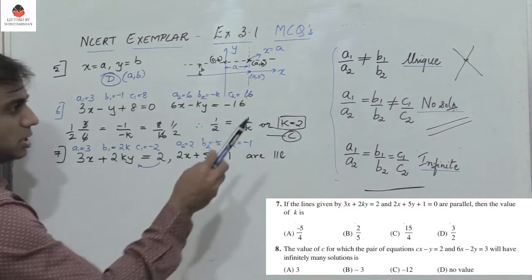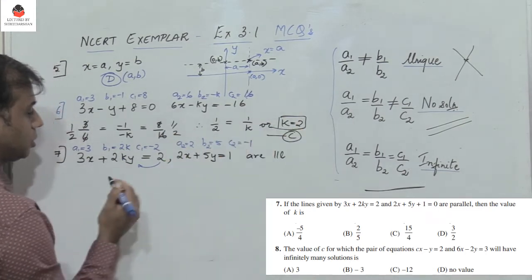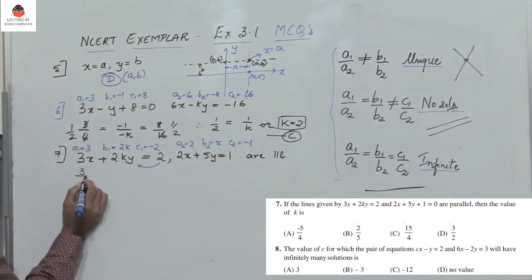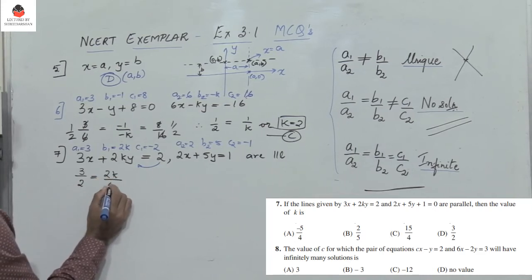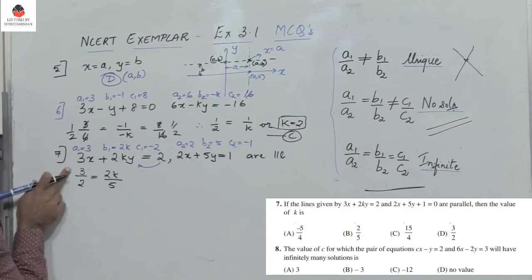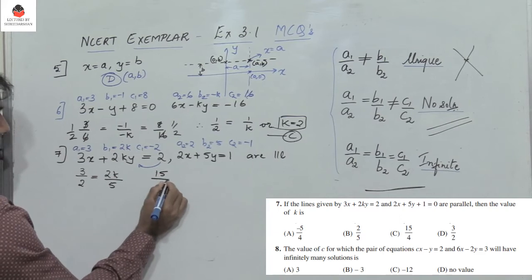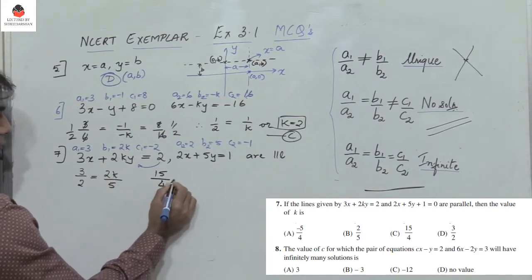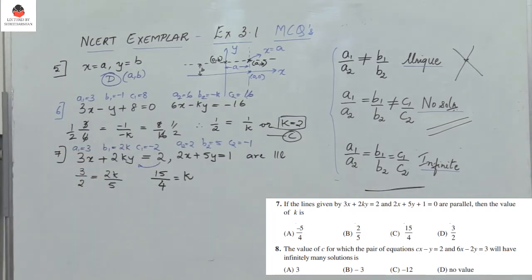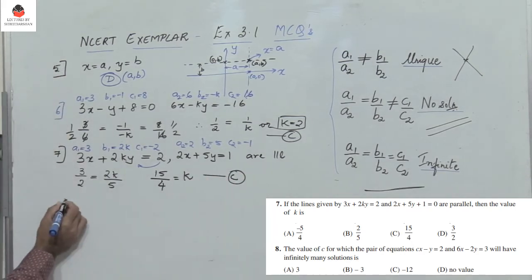So we are not bothered about c1 by c2, we are only bothered about a1 by a2 being equal to b1 by b2. So a1 is 3 by a2 is 2 should be equal to b1, which is 2k, by b2, which is 3. Right? So take 3 to the other side. So I get 3 into 3 is 9 by 2. Bring 2 to the denominator. 2 into 2 is 4 equals k. So the value of k is 9 by 4. So if you observe all the options, 9 by 4 is option C.